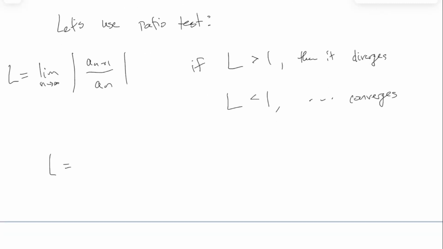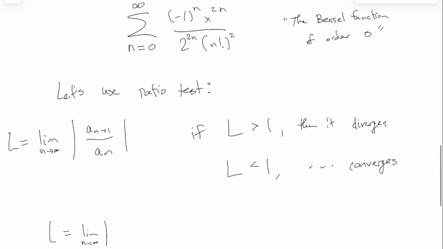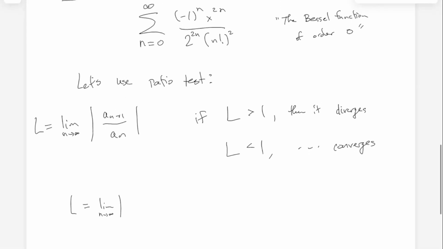So here I go: L equals the limit as n goes to infinity. You need these absolute values, but then I'm going to plug in a_(n+1) divided by a_n, and I'm going to write it as multiplying the reciprocal. So this is (-1)^(n+1) x^(2n+1) over 2^(2n+1) times (n+1) factorial squared. All right, that's a_(n+1). We just plugged in what you see at the top, but I plugged n+1 instead of n.